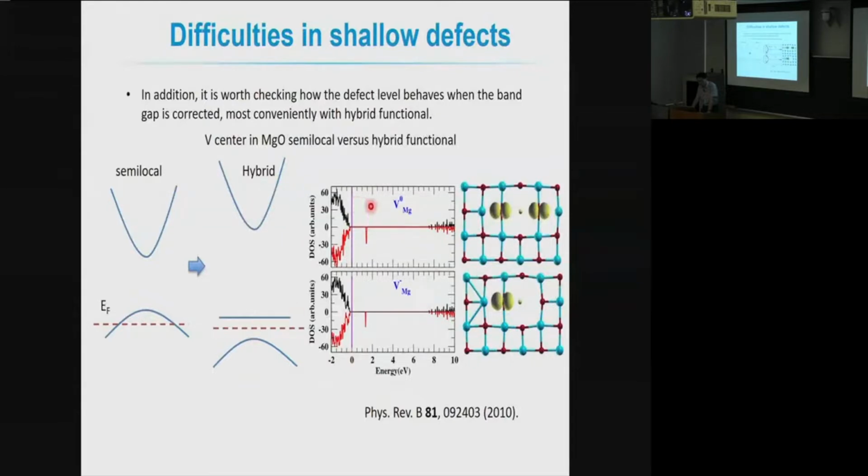All right, so this is a hybrid functional calculation of the V center, and you can see that the hole state or acceptor-like state appears just above the valence band, and this wave function is localized around the vacancy. So for those shallow impurities, it may be worth checking how the defect level behaves when the band gap is corrected, or most conveniently with hybrid functional calculations, before you judge whether it is really resonant or shallow.